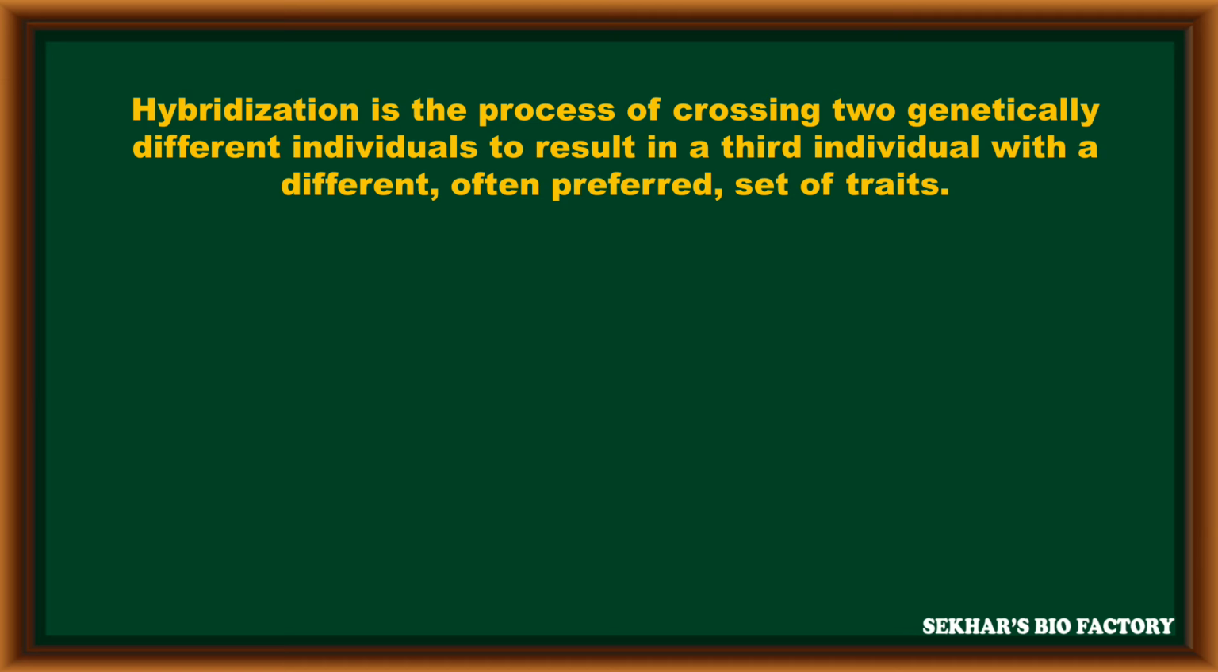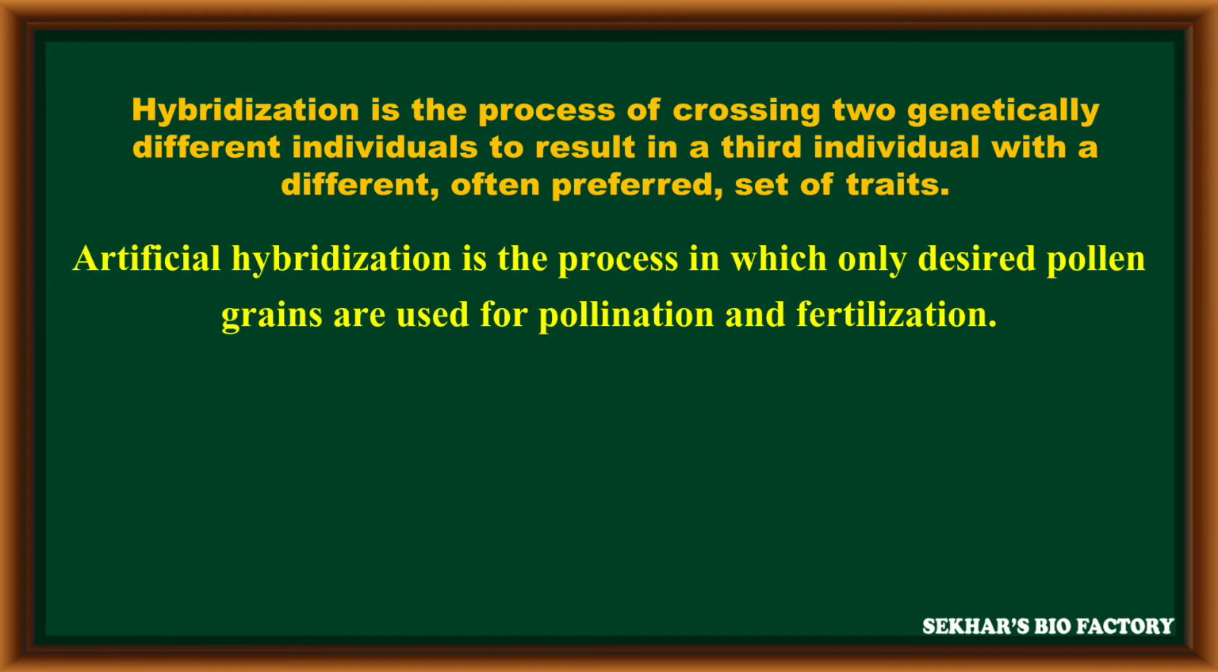Hybridization is a process in which crossing of two genetically different individuals results in a third individual with a different, often preferred set of traits which are not seen in the parental generation. In the artificial hybridization process, only desired pollen grains are used. Desired means the plants which have superior characters are considered as desired plants, and their characters are called desired characters. Such desired pollen grains are used for pollination and the fertilization process.